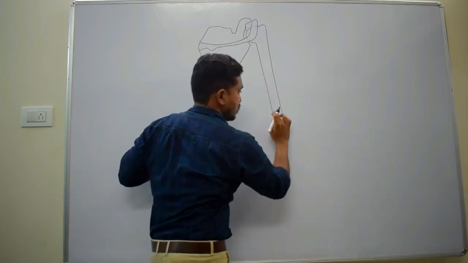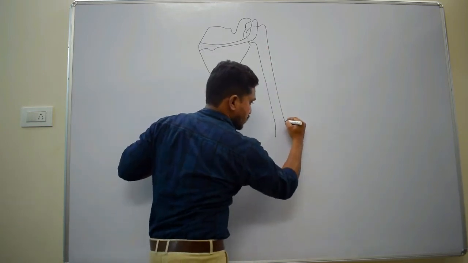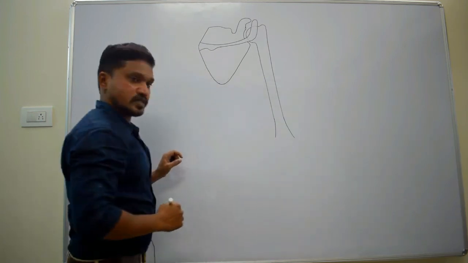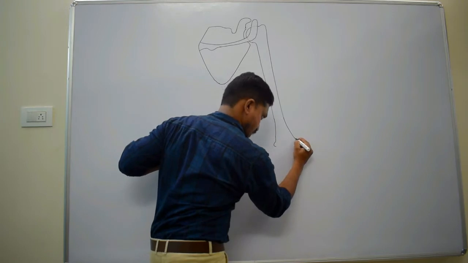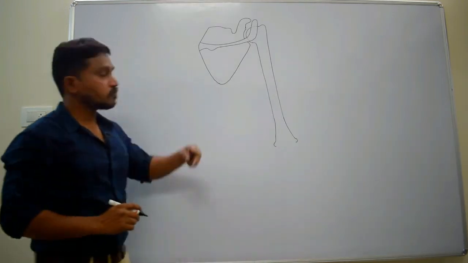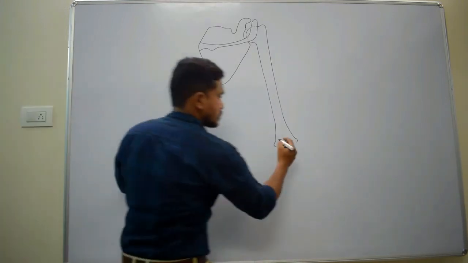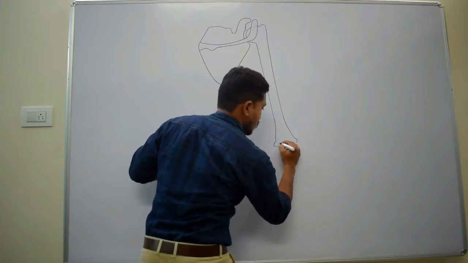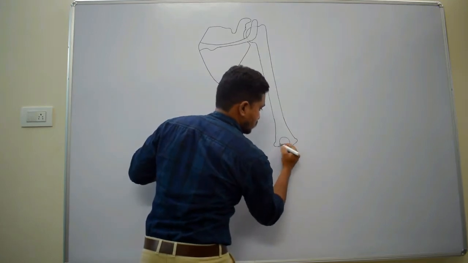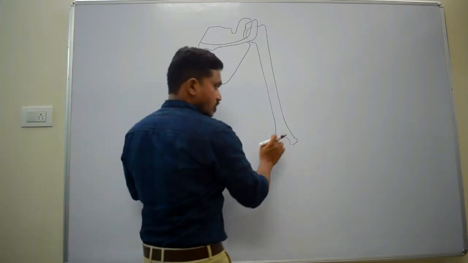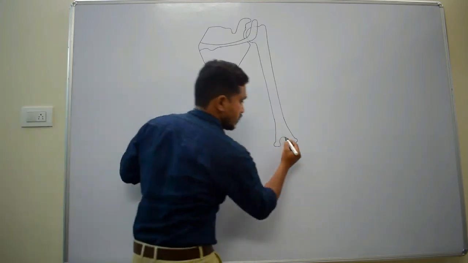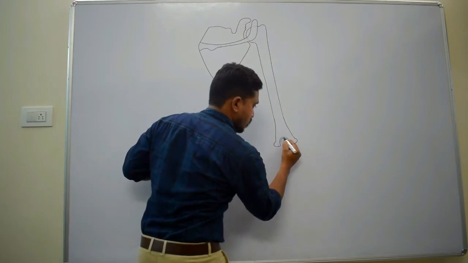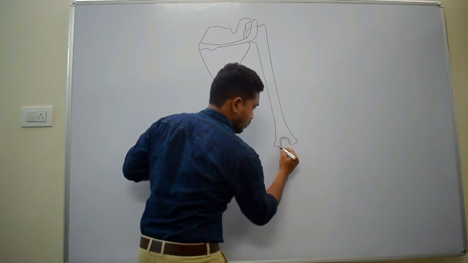In the lower part, the shaft shows medial and lateral supracondylar ridges. After that, this is the medial epicondyle and this is the lateral epicondyle. Since we are drawing the posterior aspect of the humerus, here you can see one fossa. What is this fossa? Olecranon fossa. Olecranon fossa gives accommodation to the olecranon process of the ulna. So here I am drawing the olecranon process.